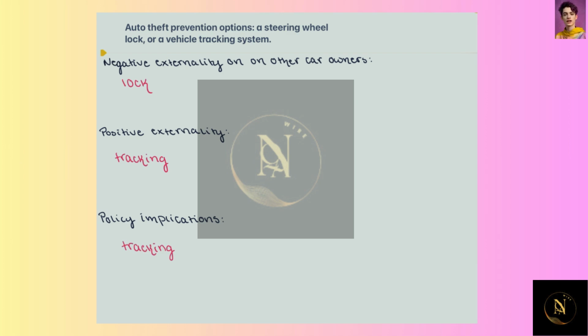So like I said, potentially maybe only allowing these vehicle tracking systems rather than that locking system, considering that it has that negative externality with it.